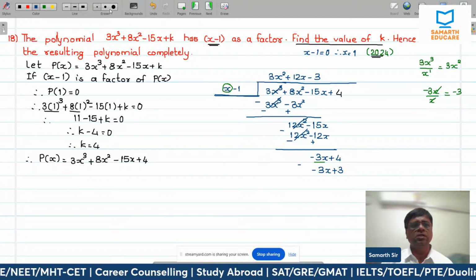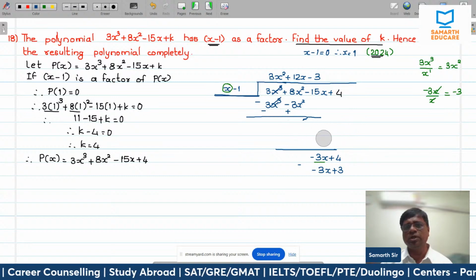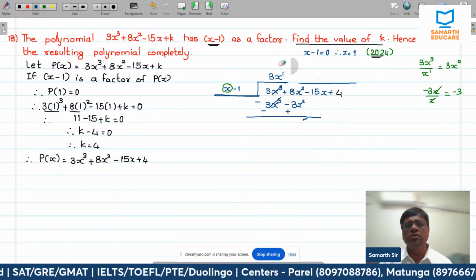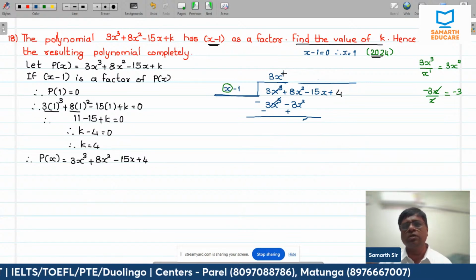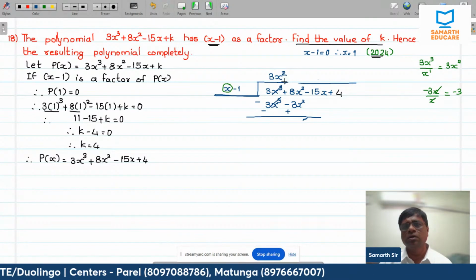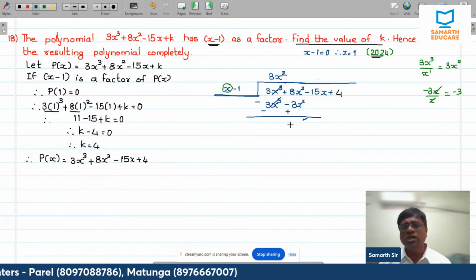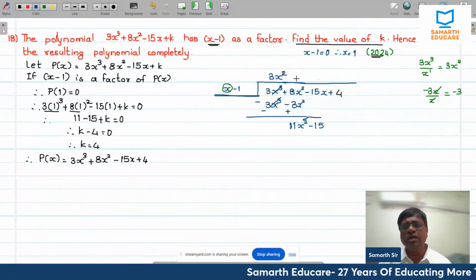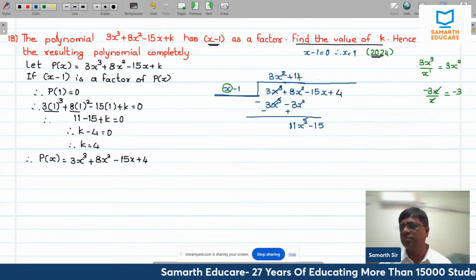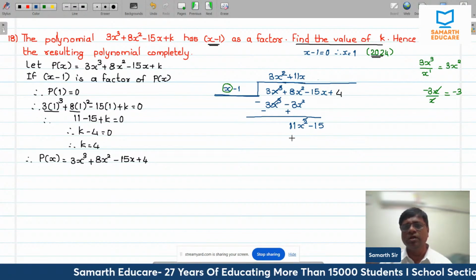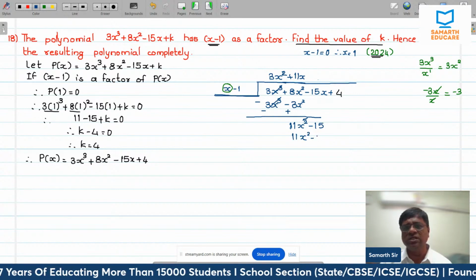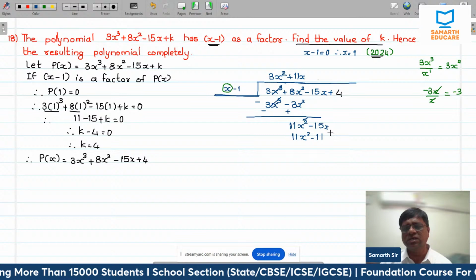Okay, I think there is a mistake over here. Let me again repeat the question. I'm so sorry, a mistake happened here. Right, this has to be 11x square. I wrote it as 12x square minus 15x. So I will have to multiply by plus 11x. All right. So if I multiply by 11x, it becomes 11x square minus 11x.